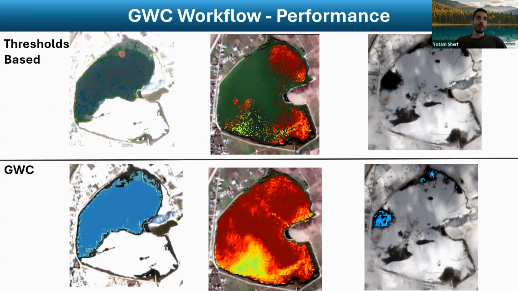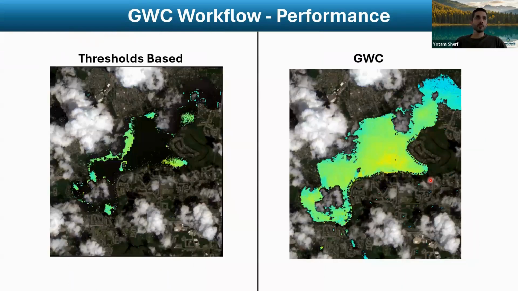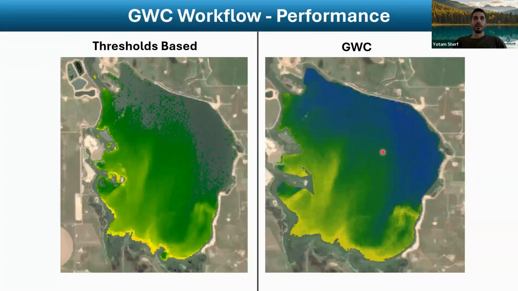In this way, the Global Water Classifier is able to identify the water correctly, the dense algae, very high density of algae, very good. Also here, this is a thin ice layer which is misidentified. Also in this case, this is the threshold-based, and the Global Water Classifier identifies well the clouds and the water pixels correctly. Also here, and also here.